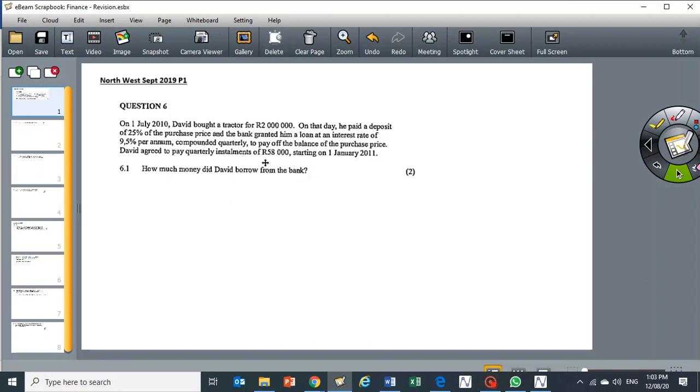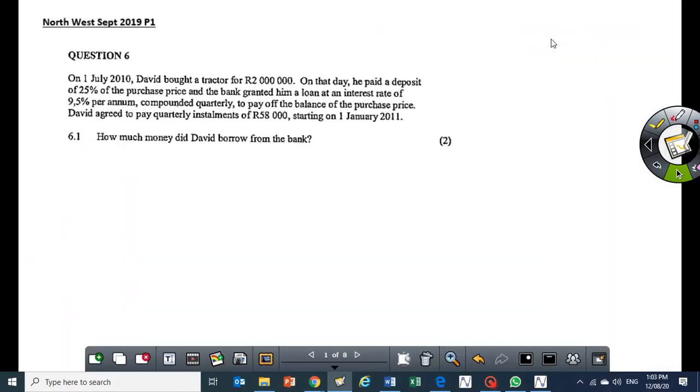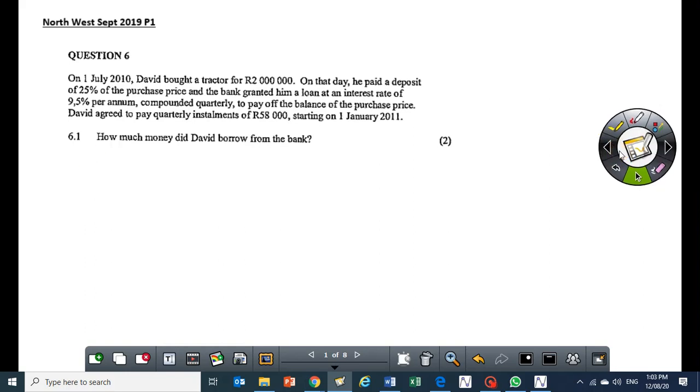Now here, because he borrowed 2 million and then he decided to pay a deposit, we need to know how much money that deposit was. So to get the amount that he borrowed, it will be 75% of 2 million, right? So 6.1, there are two ways of doing it. There are two ways of doing 6.1. I'll just share with you both methods.